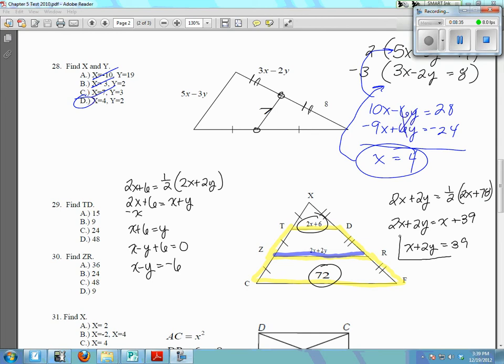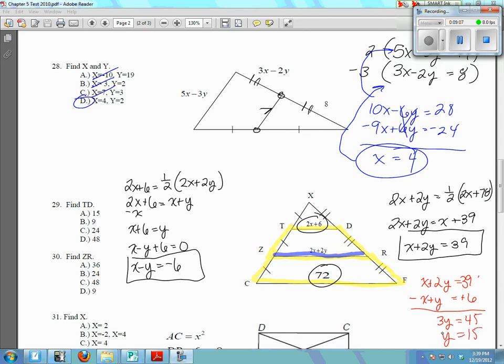So now I'm going to take this equation here and this equation here and solve for my variables x and y. In order to do that, I need to set up a system of equations. So I'll take x plus 2y is equal to 39, and I'll take x minus y is equal to negative 6. I'll just multiply this bottom one by a negative to get my x's to cancel out. So it gives me 3y is equal to 45. So y is going to be 15. And if y is 15, x has to be 9 if I plug it into this to solve for x. So x is 9.